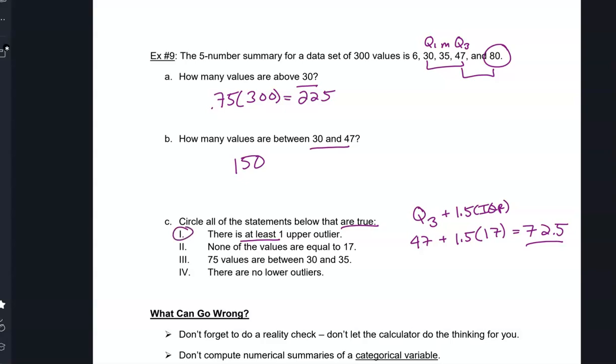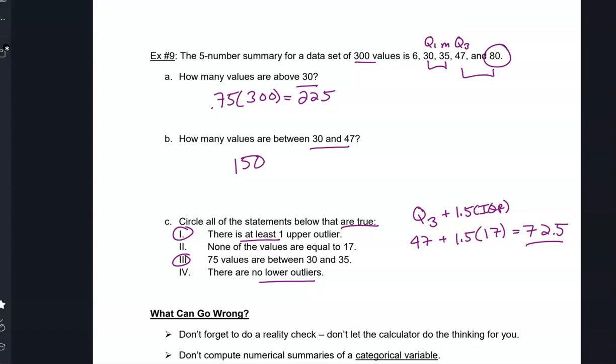Number 2, none of the values are equal to 17. Well, we don't know that. They could be. We're just given the 5-number summary. Number 3, 75 values are between 30 and 35. That would be 25% of 300, which is 75. So that's true.